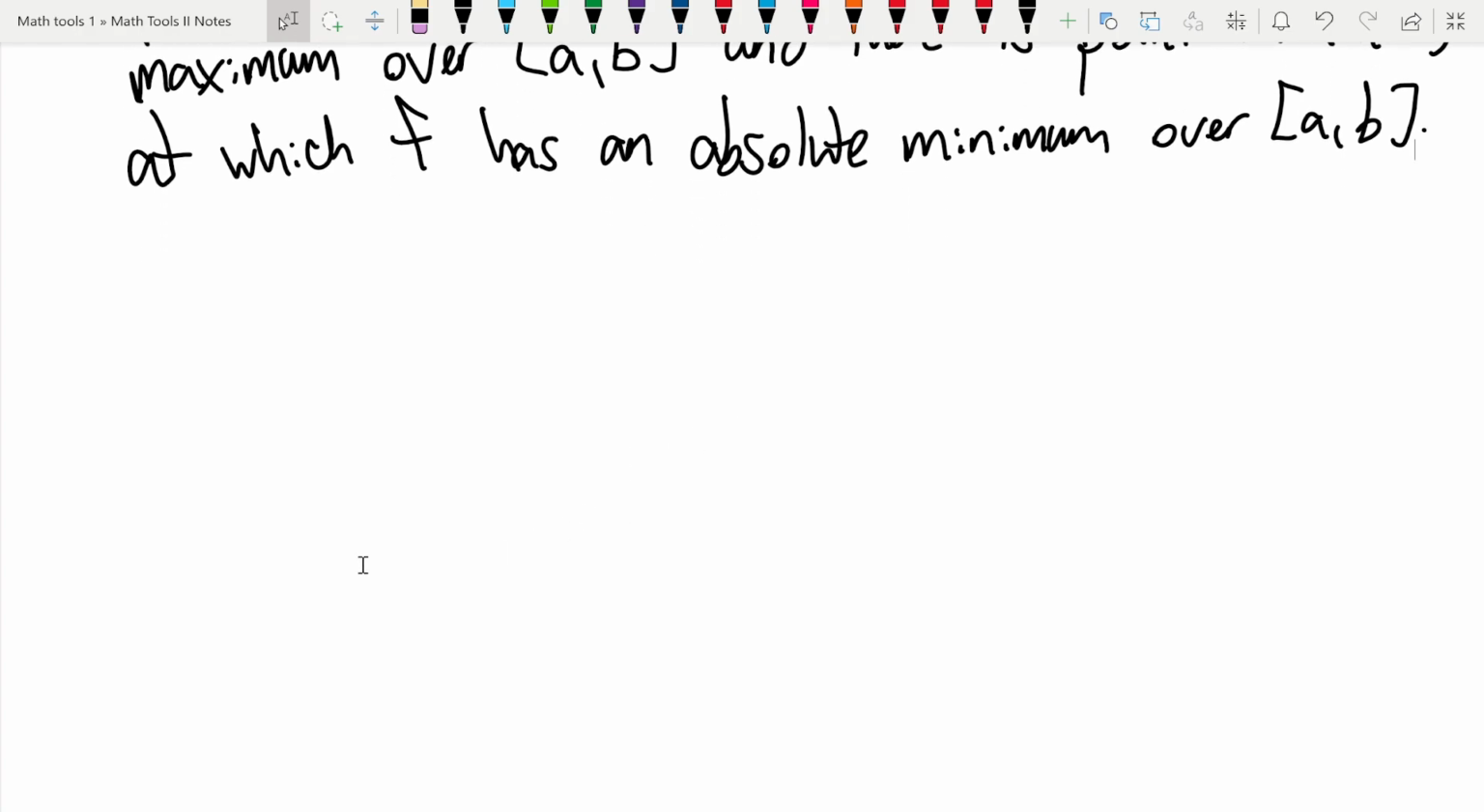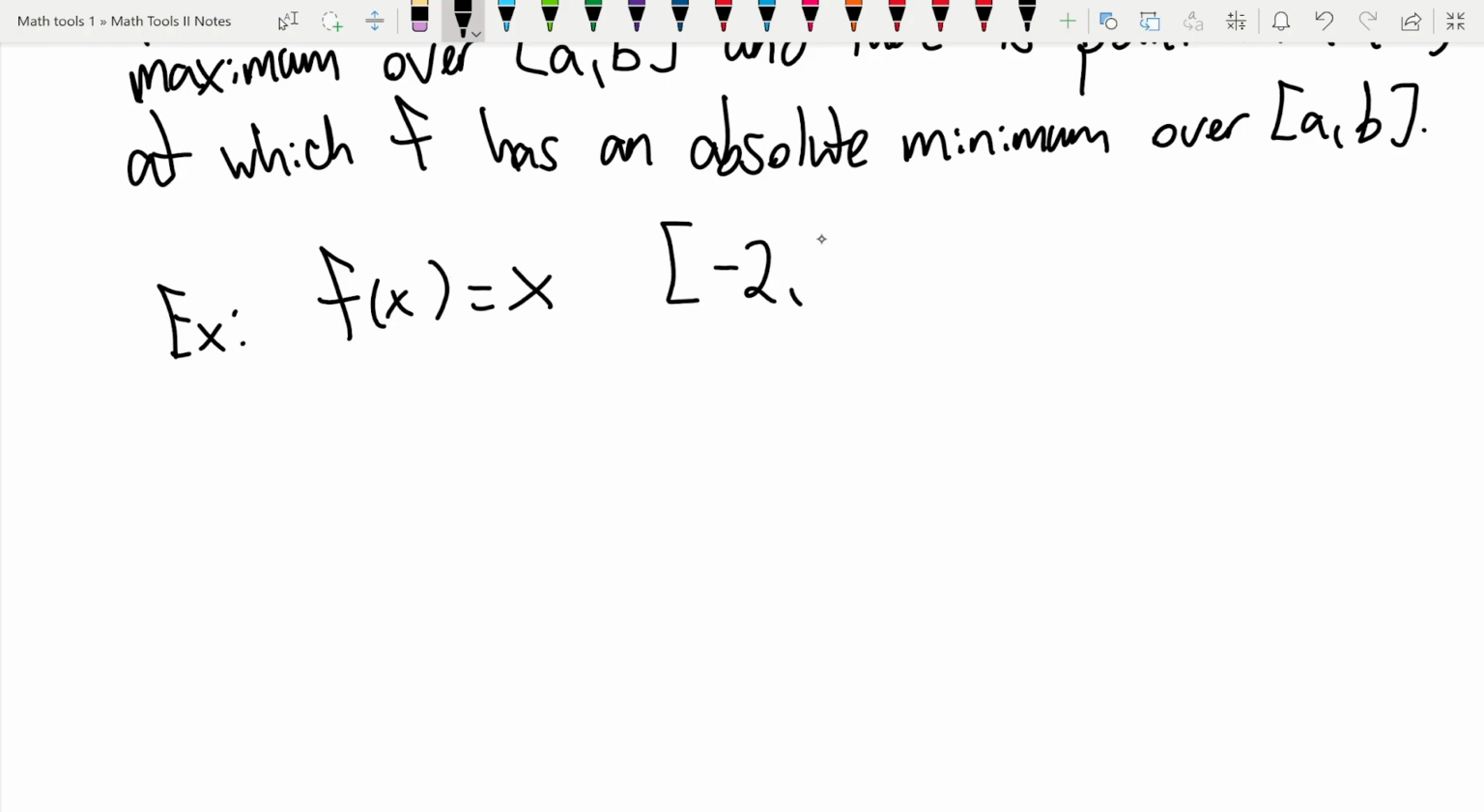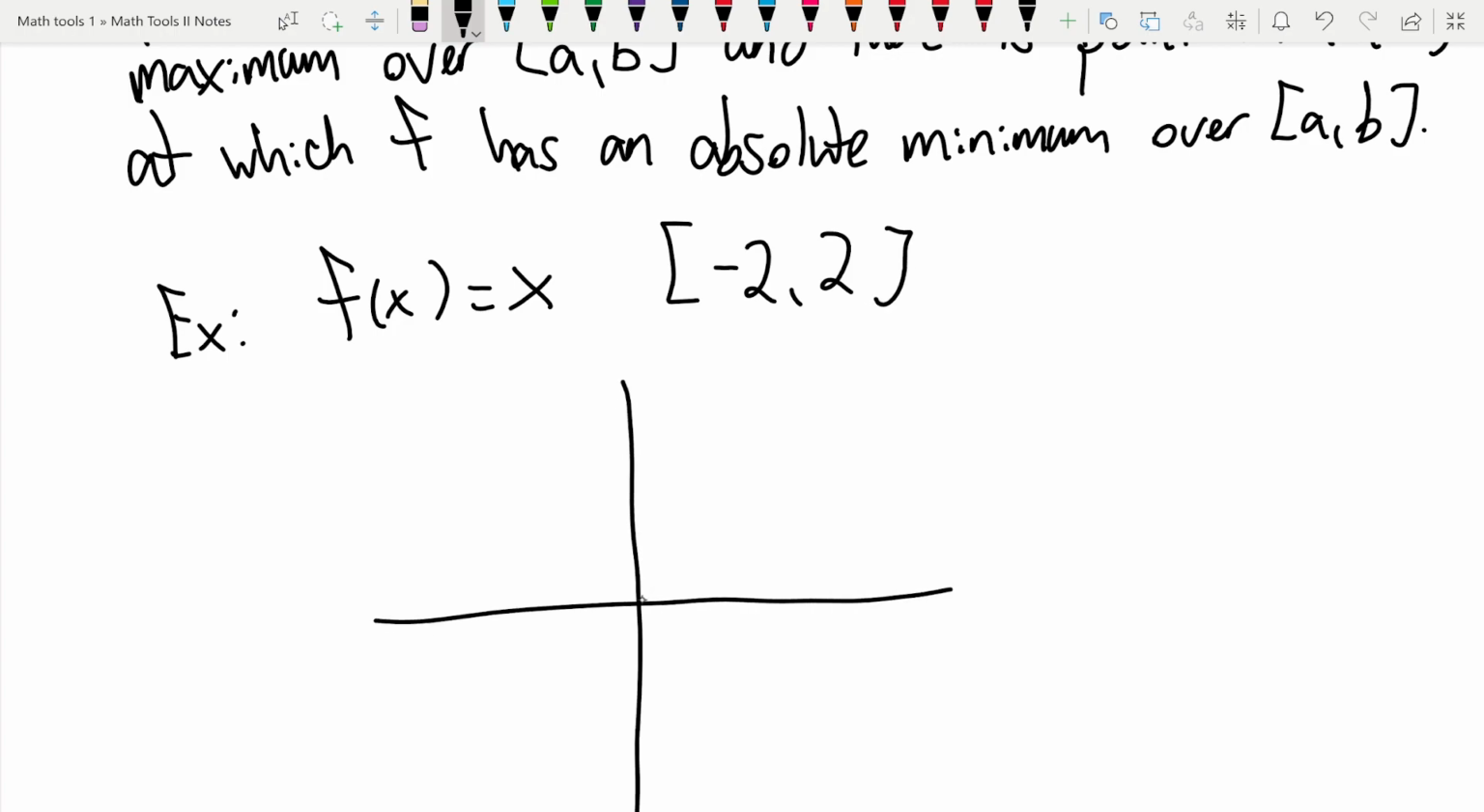So going back to the y or f of x equals x example, what if we just look at the interval from -2 to 2? So this is a continuous function. Before we were looking at the entire function from negative infinity to infinity. So what if we cut it off here and we only look at from x equals -2 to x equals 2. So the function is going to look something like this.